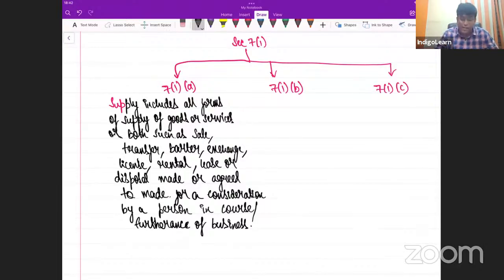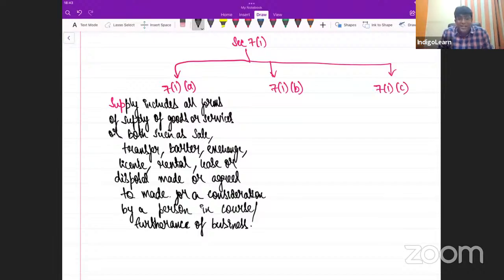Let's read that language once again, friends. Supply includes what? All forms of, that means all types of supply of goods or services or both, such as sale, transfer, barter, exchange. Friends, what is the difference between barter and exchange? We always say barter means exchange, but the answer is no. There is a small difference. In barter, there is no monetary consideration involved, but in exchange, there is a monetary consideration involved. Practically, when we go to a cell phone shop to buy a new cell phone, we might have an old cell phone which we exchange, but we can't do barter, telling him, take the old phone, give me a new phone.